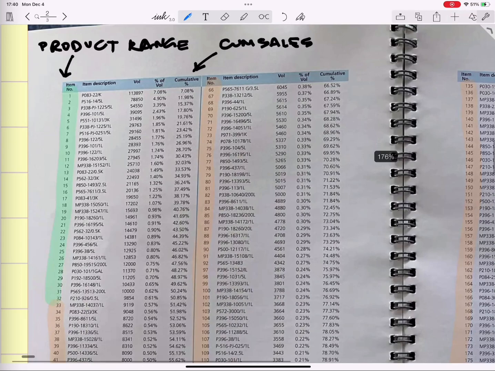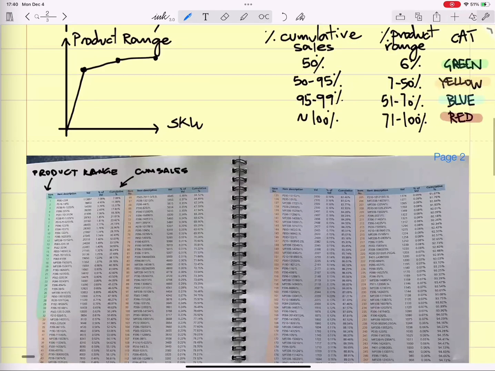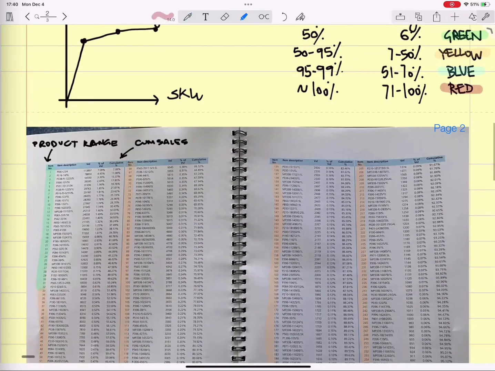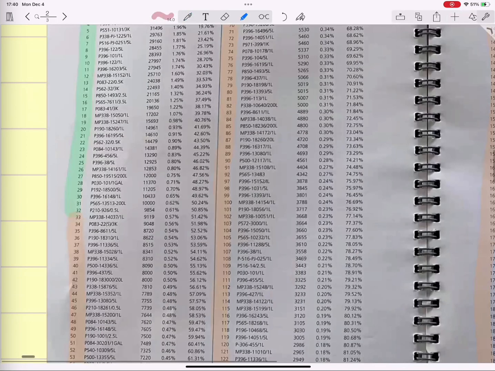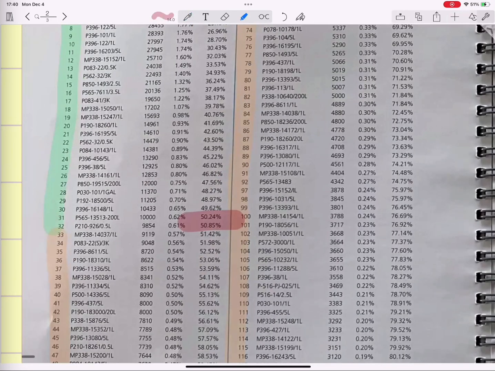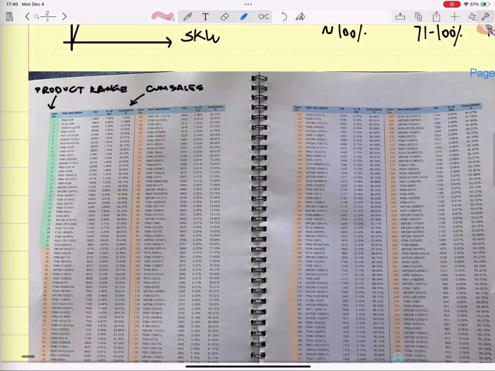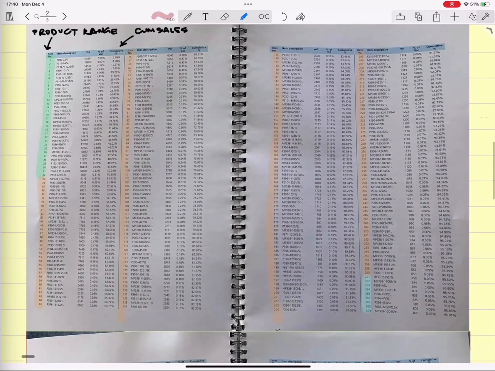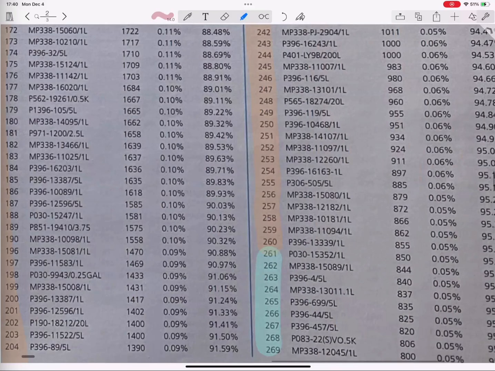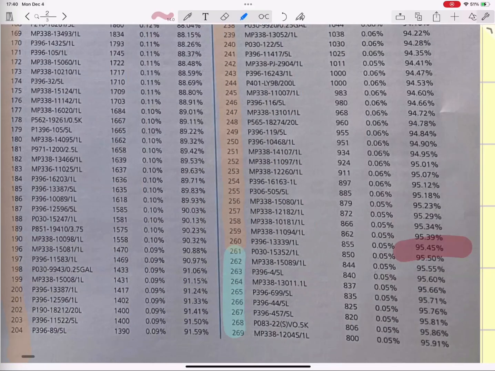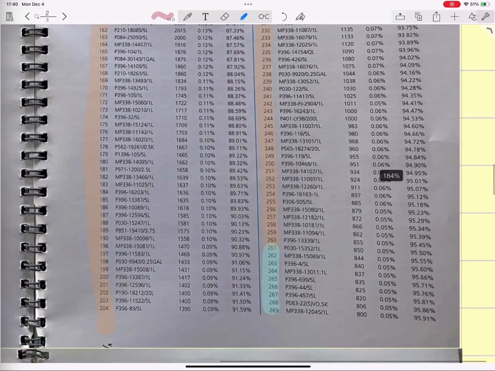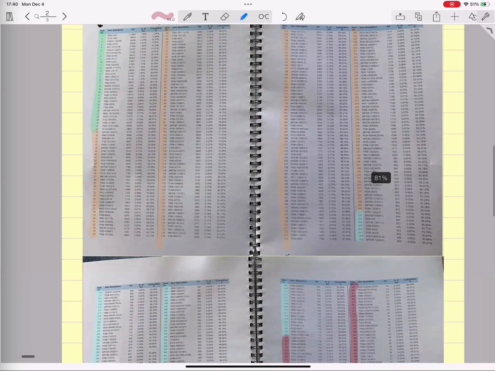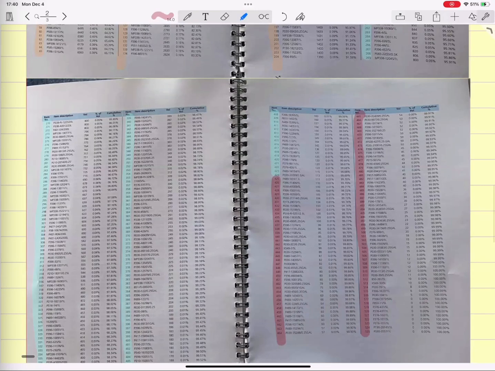So if we look at the numbers, until around 50% of our cumulative sales, the cut is around here. So this is the green stream, and this is around 6% of the product range. So between 50 and 95, we look at around 95%. Then between 95 and 99, this is the blue, 99. And the rest is the red.